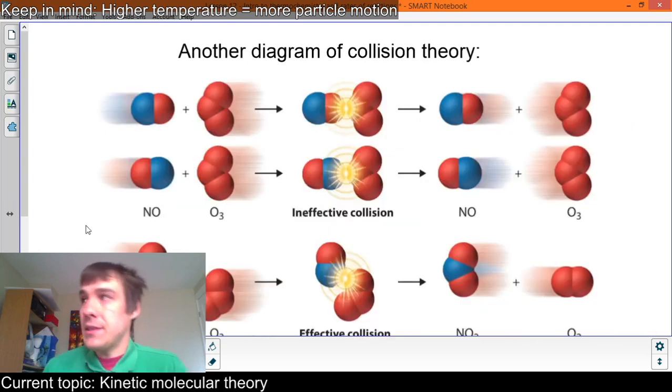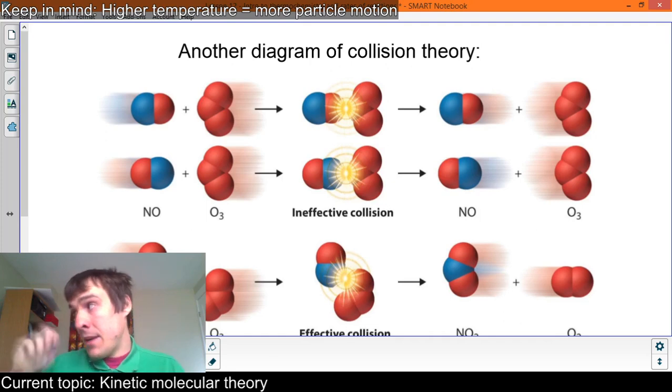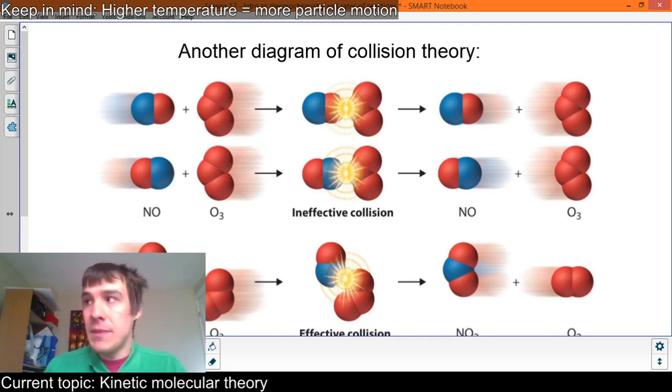So I'm going to pause. I'm actually going to go to an example. Actually, no, I'm not going to do that yet. Next up is the Boltzmann distribution. So I'm going to pause and go to the Boltzmann distribution.